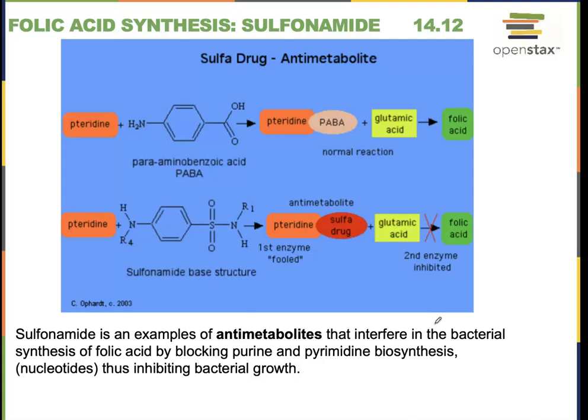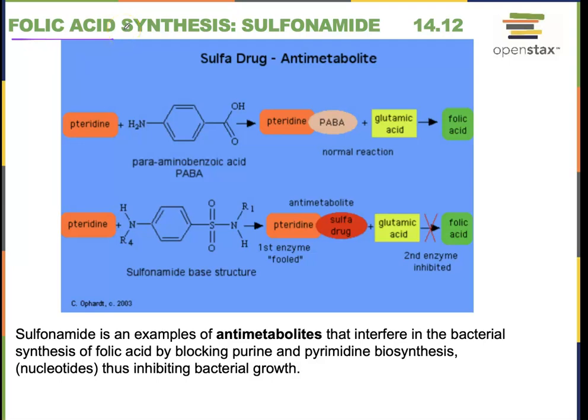Our next topic is going to be our metabolism. So we're going to look at the process of making folic acid. The drug is going to be our sulfonamide here. It turns out folic acid, which is a B vitamin, is something that bacteria can make. They can synthesize folic acid for themselves. It's necessary for survival.